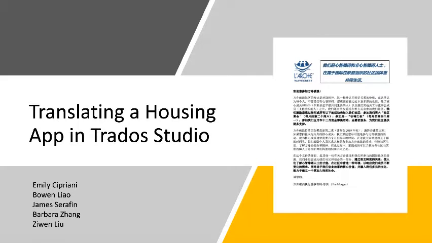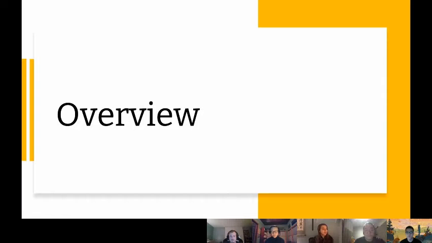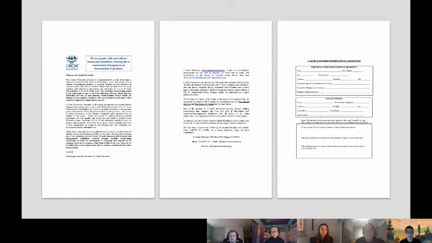So our team's project is to translate a housing application from English to Chinese for large request organization. The reason why we want to do this project is because there has been an increasing number of Chinese residents who are disabled, either mentally or physically. So we want to provide this translated Chinese version of the housing application to better serve the local community members.